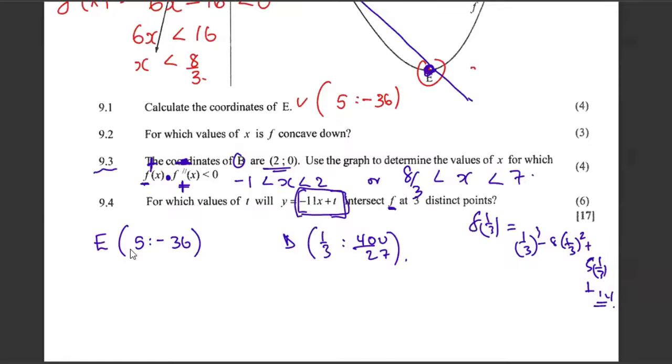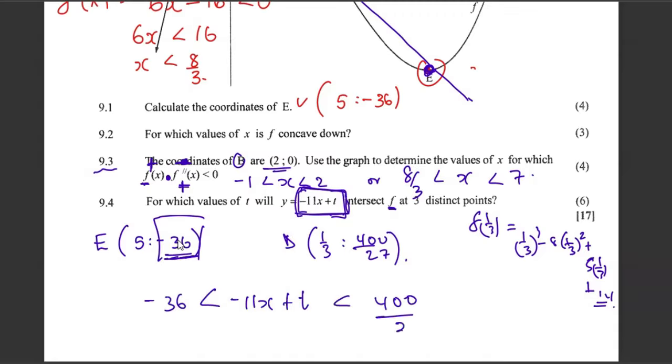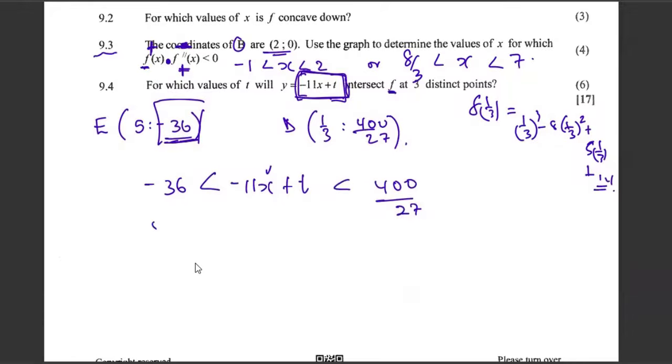Okay, so having obtained that, we believe that if my interest is this kind of scenario, this equation here needs to be equated to what I already have, meaning that I'm going to focus on the x value and the y value of this part. So our y, or our negative 11x plus t, should be between negative 36 and 400/27. So if I take the x to be a 5, negative 36 is less than negative 11 multiplied by 5 plus t, which should be less than 400/27.